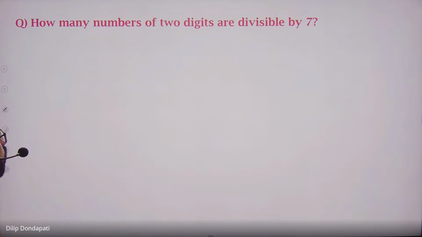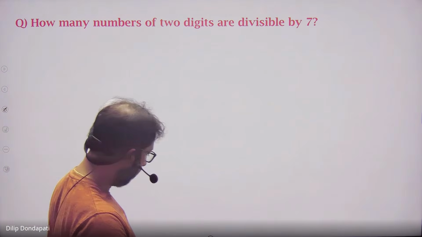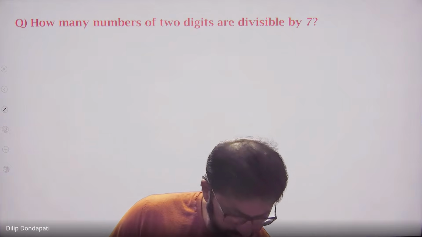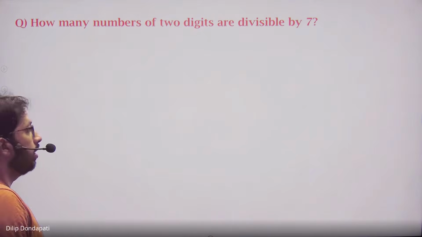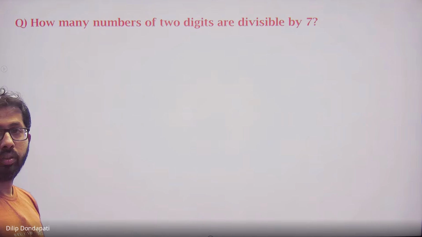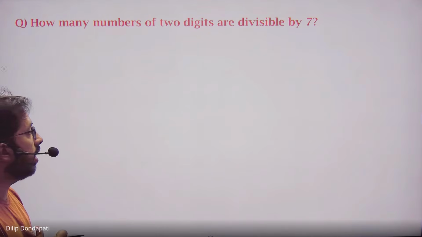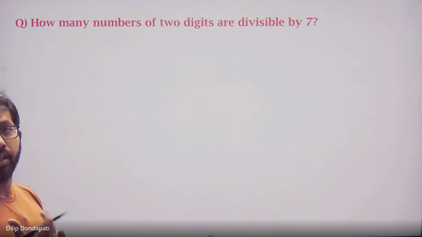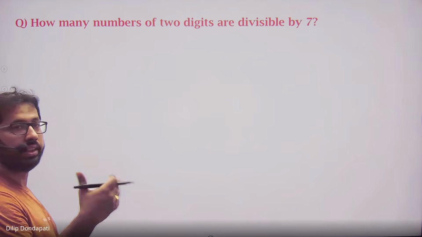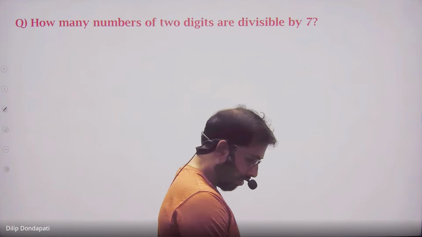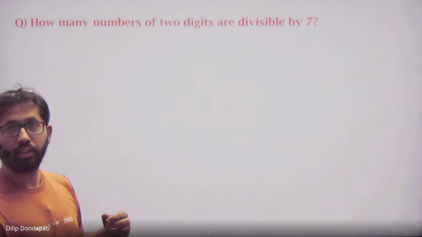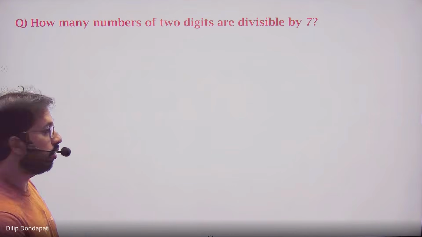How many 2-digit numbers are divisible by 7? Always try to get the series, then only you can find how many, meaning n, we have to find. What is the first two-digit number which is divisible by 7? First two-digit number, 14.